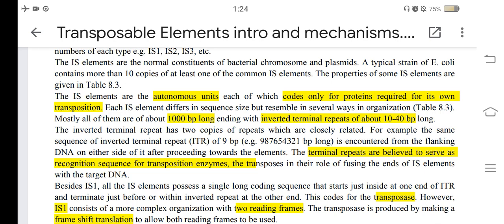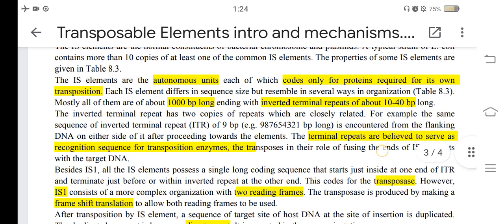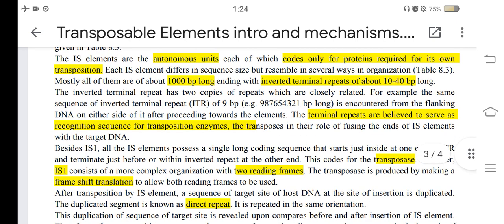The properties of some IS elements are given. The IS elements are autonomous units, each of which codes only for proteins required for its own transposition. Each IS element differs in sequence and size but resembles the others in several ways in organization. Mostly all of them are about 1000 bp long, ending with inverted terminal repeats of about 10 to 40 base pairs long. The inverted terminal repeat has two copies of repeats which are closely related. For example, the same sequence of inverted terminal repeat of 9 base pairs is encountered from the flanking DNA on either side of it after proceeding toward the element.